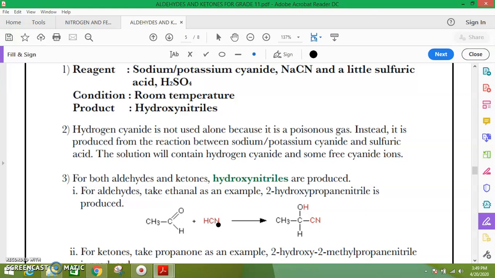In the addition of hydrogen cyanide, see this one, C double bond O, the bond between carbon and oxygen, this bond will break down by the addition of H and CN. Why? Because oxygen here has partial negative charge, you will see later in the mechanism, and hydrogen here partial positive. Here hydrogen partial positive and CN negative charge, positive and negative, but here partial positive and negative.